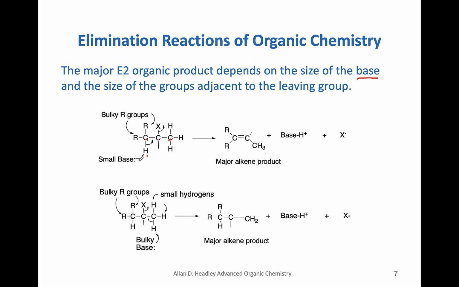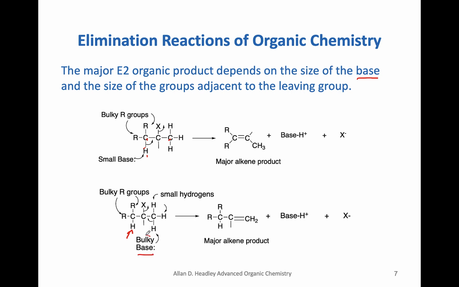So if we have a base, it can come in and abstract this hydrogen to form the more stable alkene, or the more substituted alkene as shown here. So a small base such as KOH, we'll see examples in a second, will abstract this. However, if we introduce here a bulky base, it cannot gain access to this hydrogen, but it can gain access to the more accessible hydrogens over here because they're much smaller, so they are accessible to a bulky base.